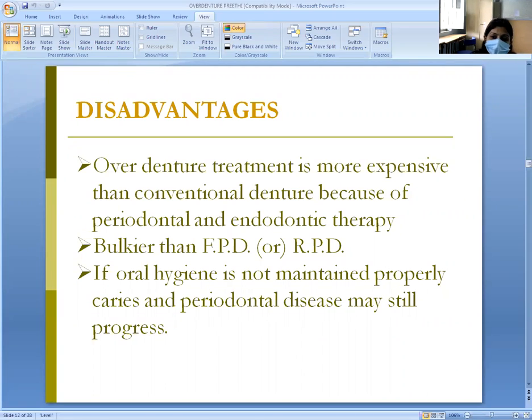Disadvantages: overdenture treatment is more expensive than the conventional denture because of periodontal and endodontic therapy. It is bulkier than FPD and RPD, so you require good interocclusal space, because when you give the overdenture, you need an attachment, and for that attachment you need a good interocclusal space. If oral hygiene is not maintained properly, caries and periodontal disease may still progress.